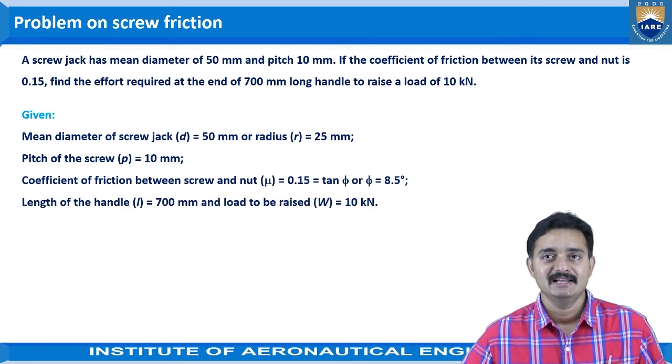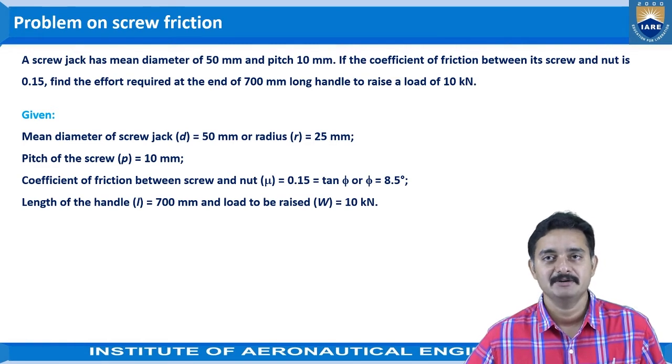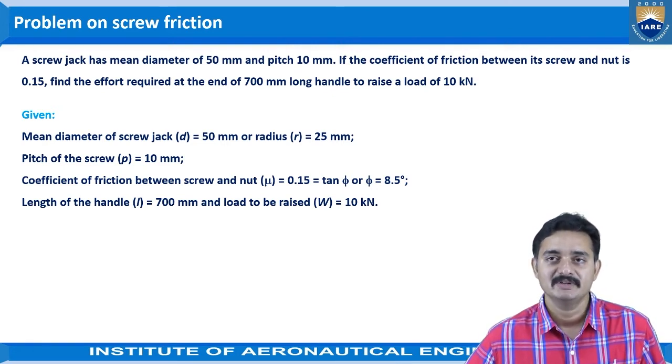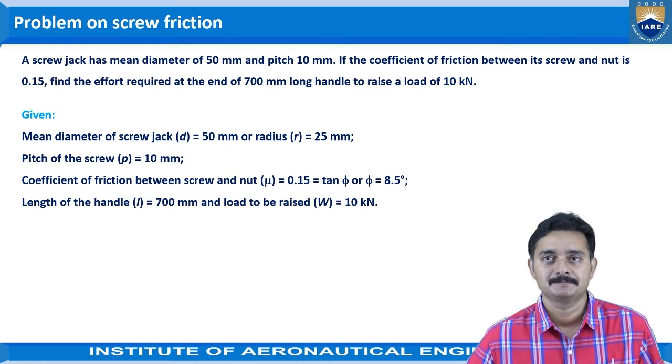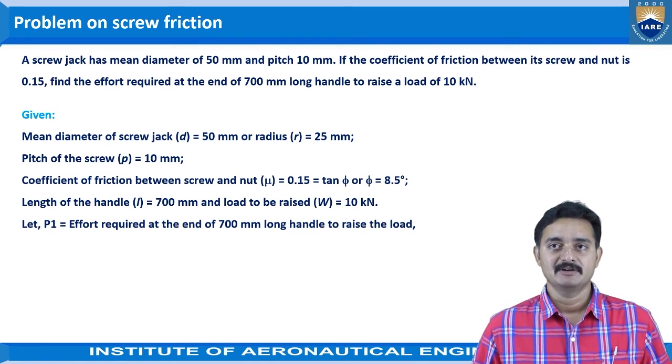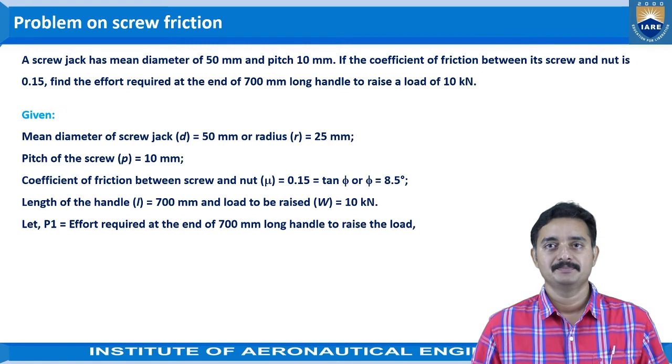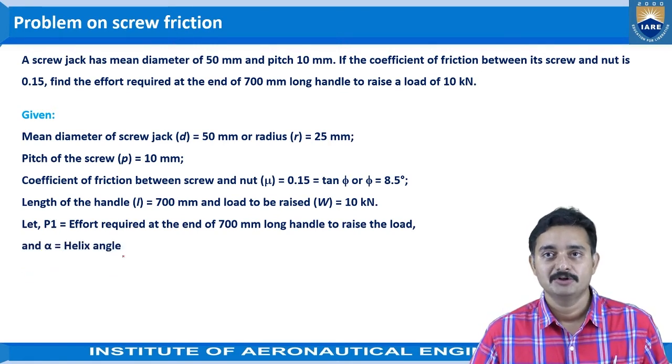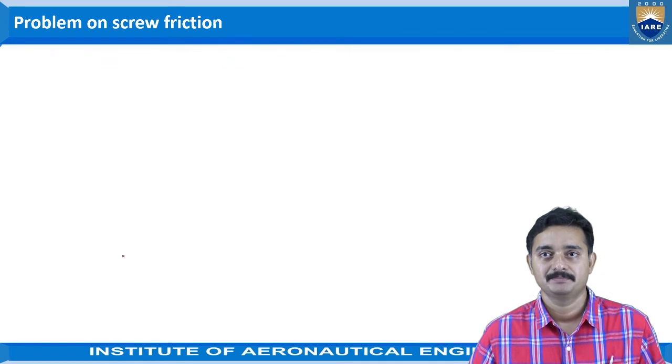And the length of the handle L is given as 700 millimeters, and the load to be raised W is equal to 10 kN. So the length of the handle, represented as small letter L, is given as 700 mm, and the load to be raised, that is the total load that the screw jack needs to raise, which is treated as capital W, is equal to 10 kN. Let P1 be the effort required at the end of the 700 millimeter long handle to raise the load, and alpha the helix angle.